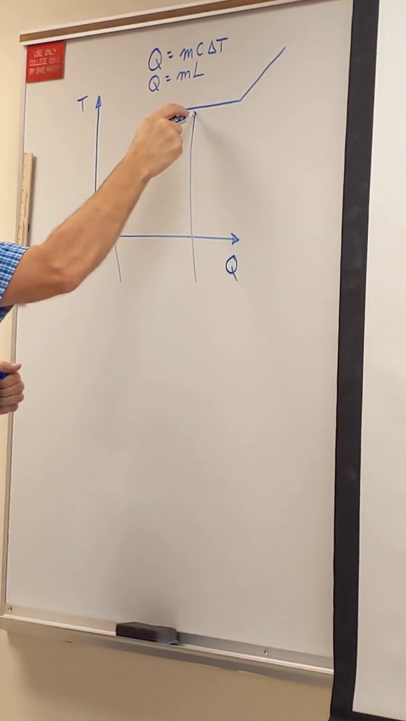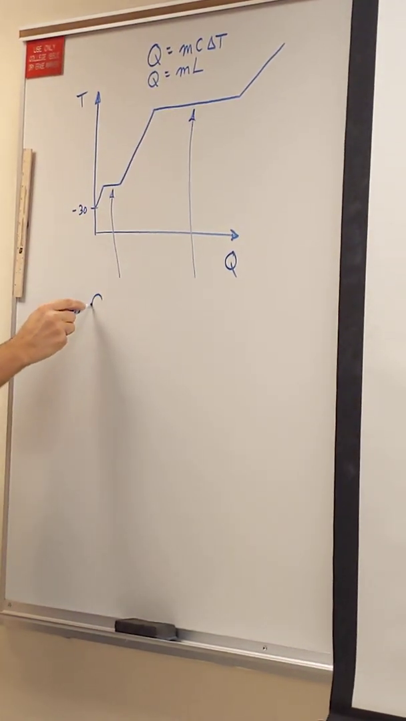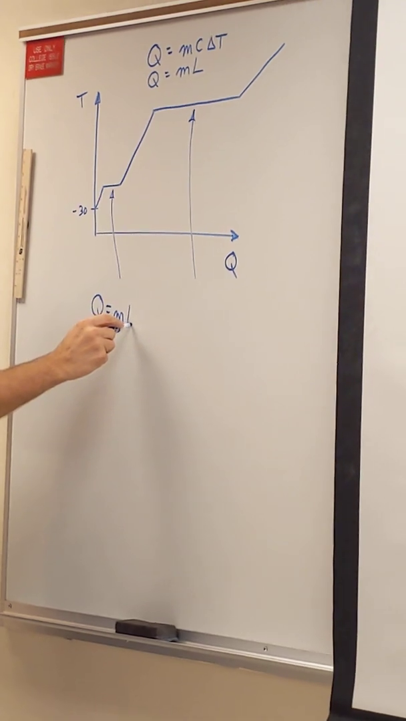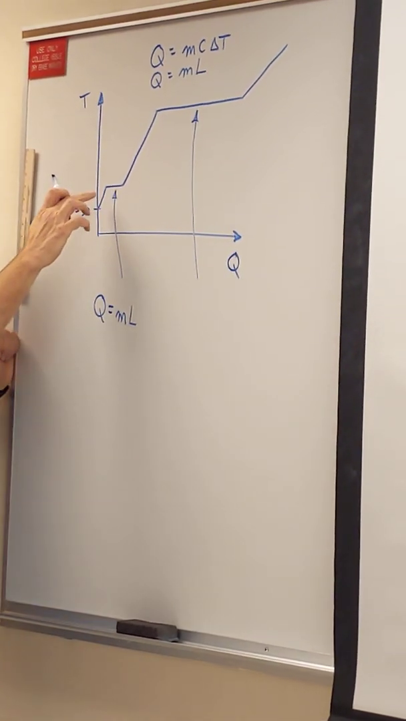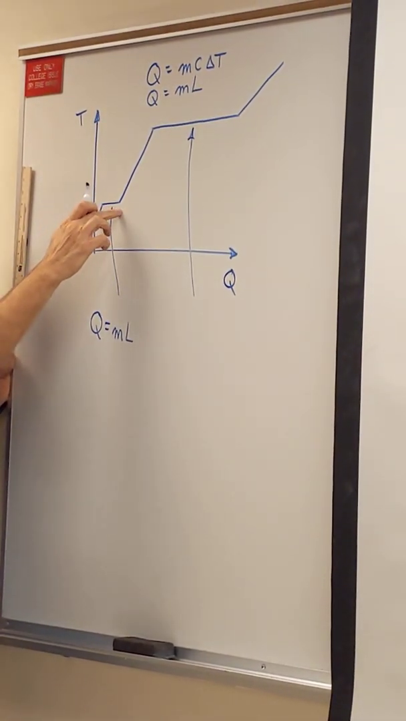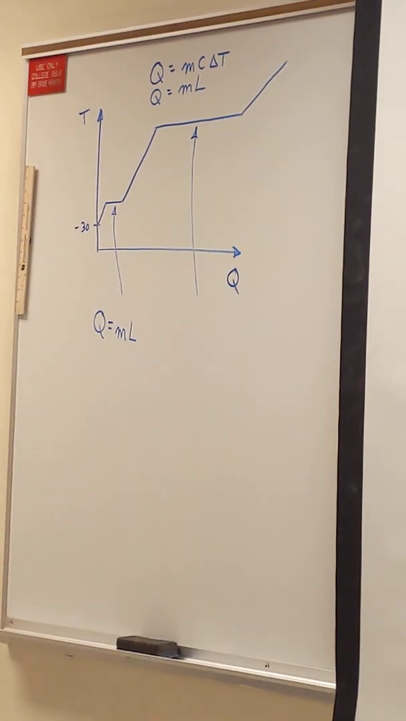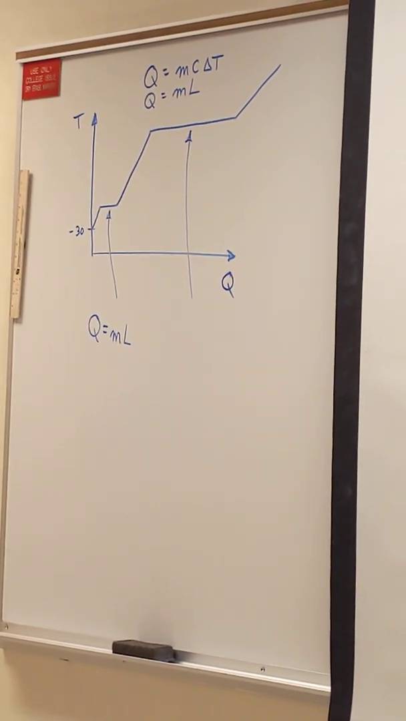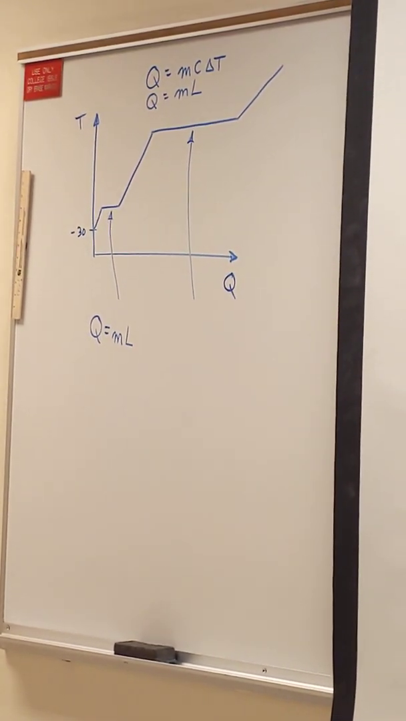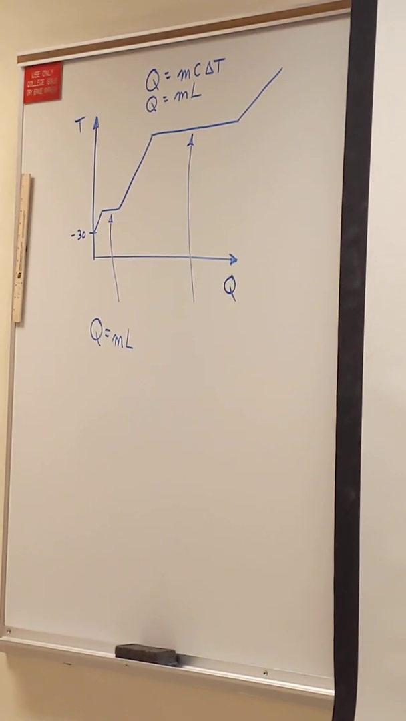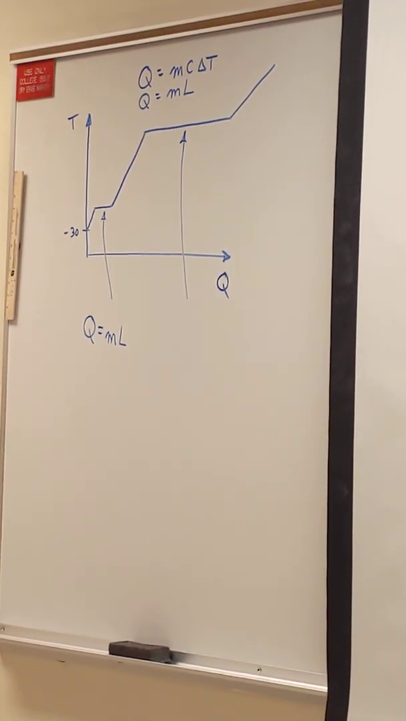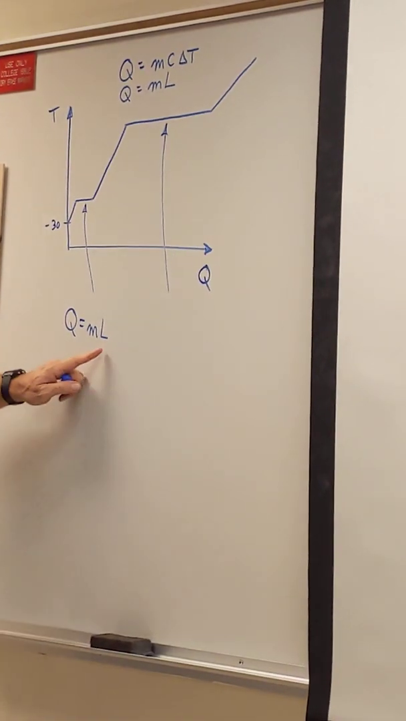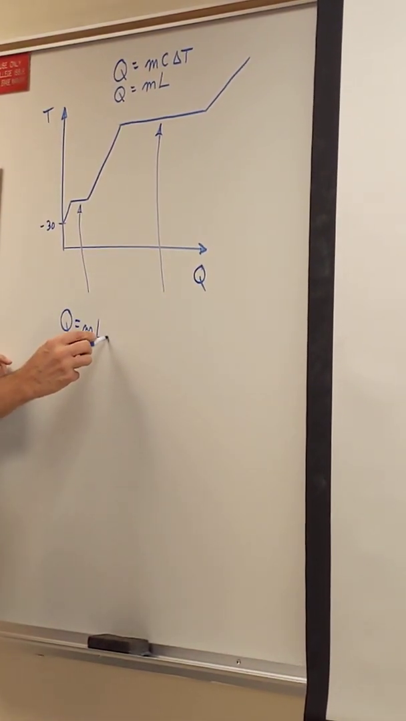Now let's chat about this and this. Right here, this is Q equals mass times L, and this is going from solid to liquid. Let's think of it the other way. If I go from liquid to a solid, I'm like fusing things together, right? Creating a solid. This is called the latent heat of fusion.